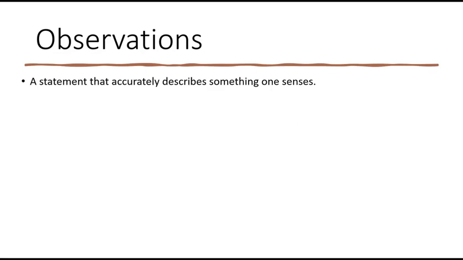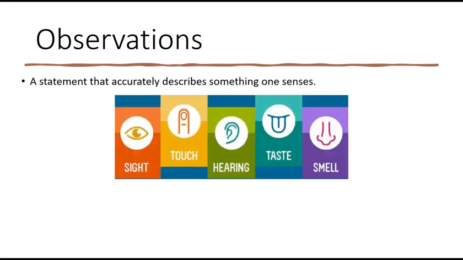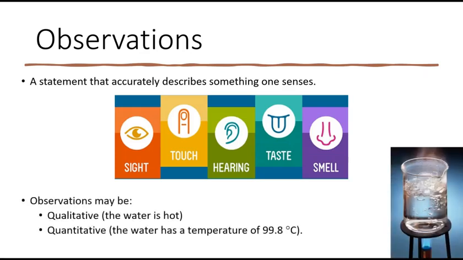Observations. Observations are a statement that accurately describes something one senses. We may use our sense of sight, touch, hearing, taste, or smell. Observations themselves may be qualitative, for example, the water in the beaker is hot. Or quantitative, one may take the measurement of the temperature of the water in the beaker and it's 99.8 degrees Celsius.